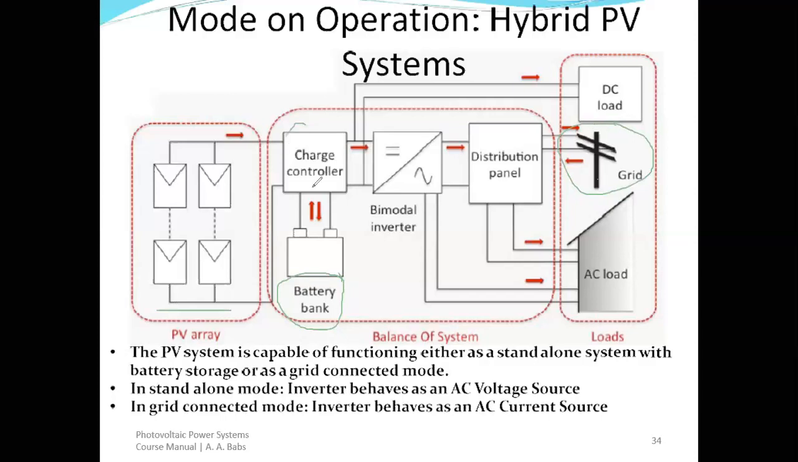So we have our charge controller. Once there's a battery bank, there's going to be a charge controller here because the two of them have to work together. Then you have a bimodal inverter. A bimodal inverter is an inverter that can serve as a grid-connected inverter and at the same time stand as a standalone inverter, all right? And then we have our distribution panel as usual. Then your AC load is here and you have your DC load here, okay?